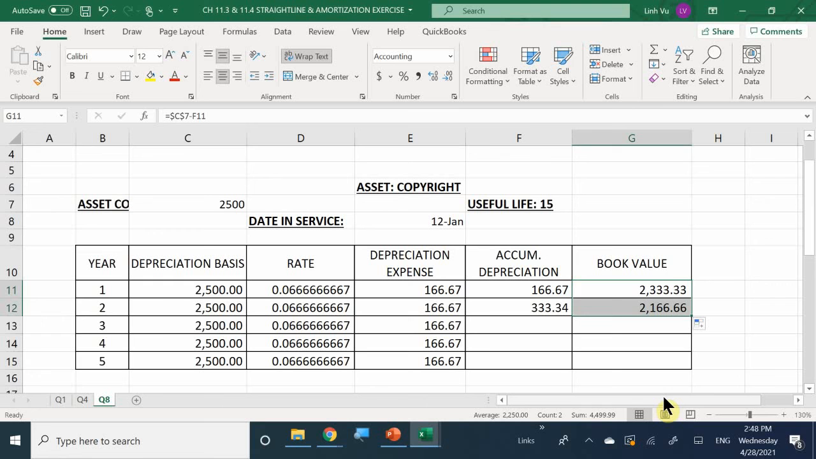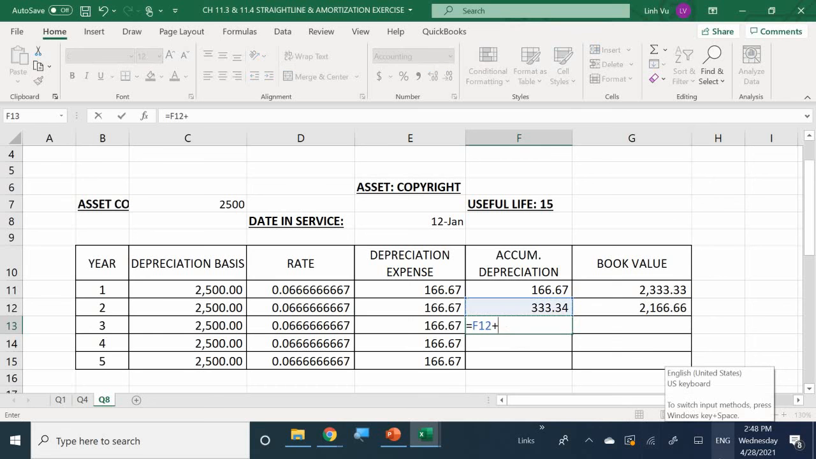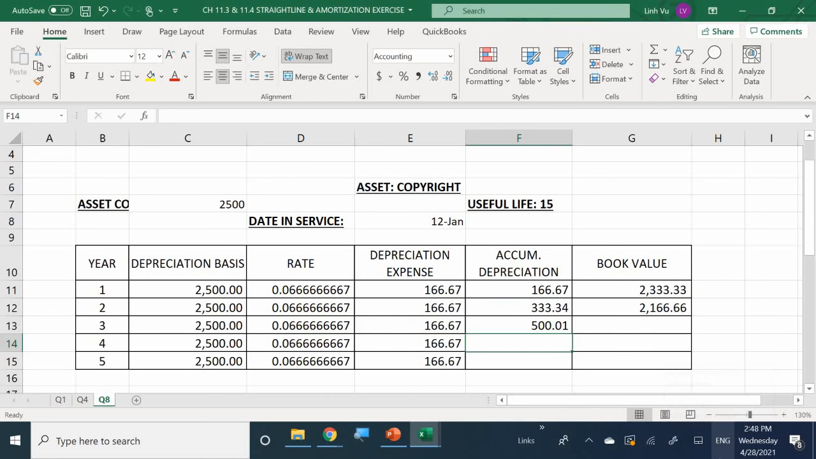What about the accumulated amortization for year 3? 501 and 1 cent. Because 4 plus 7 is equal to 11, so therefore you need to have that 1 penny. So then your book value is going to be 1,999 and 99 cents. Good.